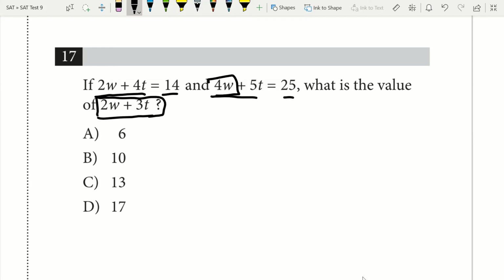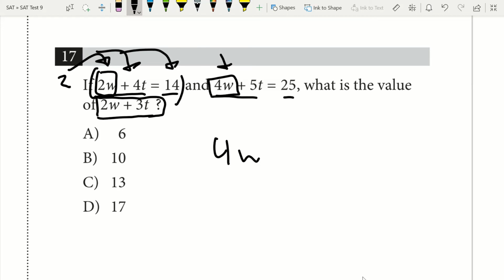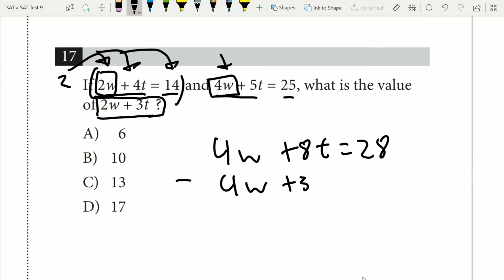So I've got 4w here, I've got 2w over here. So I'm going to multiply my 2w plus 4t equals 14, multiply all of that by 2. So I distribute my 2 to 2w, that's going to give me 4w, distribute it to 4t, giving me 8t, and distribute it to 14, giving me 28. At that point, I'll subtract this equation right here, which I'll just go ahead and rewrite. So I've got 2 times all of this, that's going to give me 4w plus 8t equals 28. And then I'm going to subtract my other equation, which is 4w plus 5t equals 25.